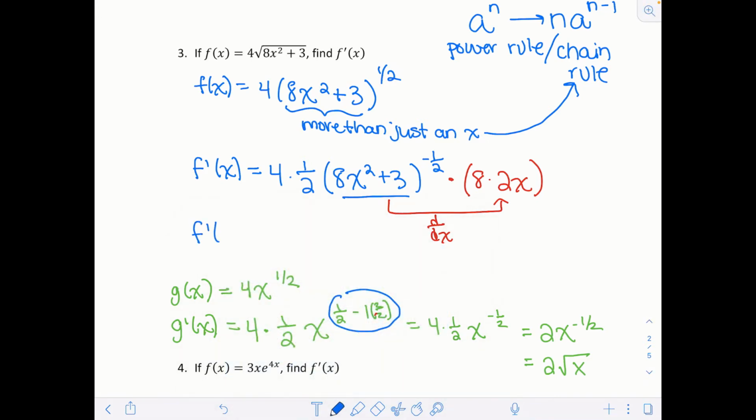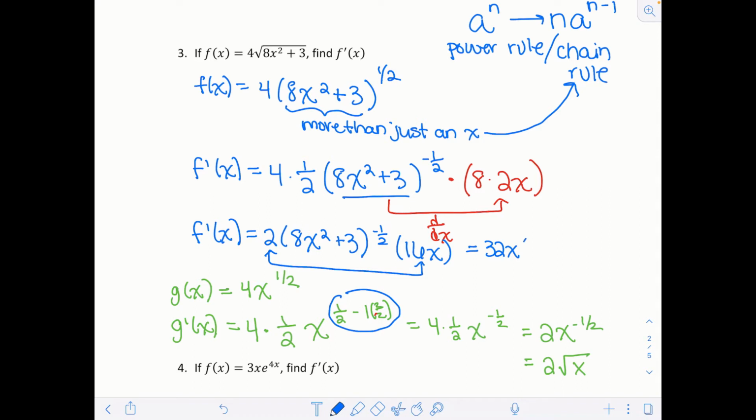So I've got f prime of x is equal to, I'll go ahead and do the 4 times 1/2, so that's 2 times 8x squared plus 3 to the negative 1/2 times 16x. And so what I will go ahead and do is it's multiplied at the end. I'll go ahead and multiply it with the 2 because that'll simplify it a little bit more. So we'll get 32x times 8x squared plus 3 to the negative 1/2.